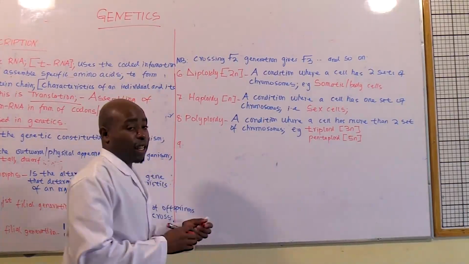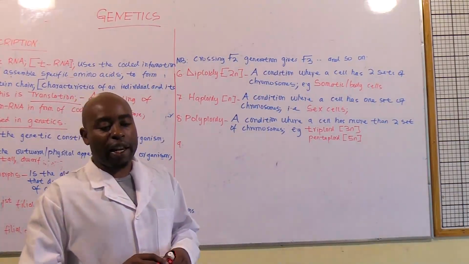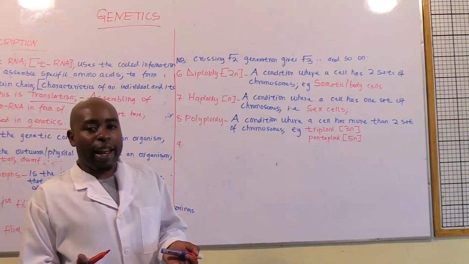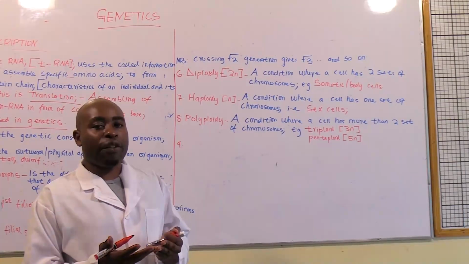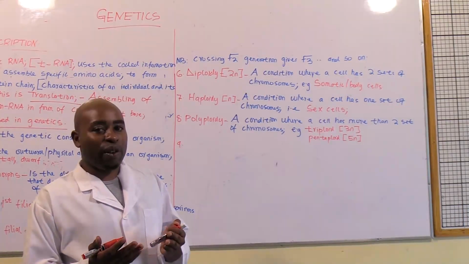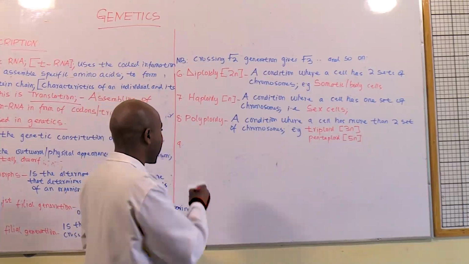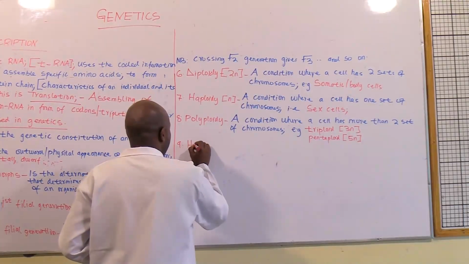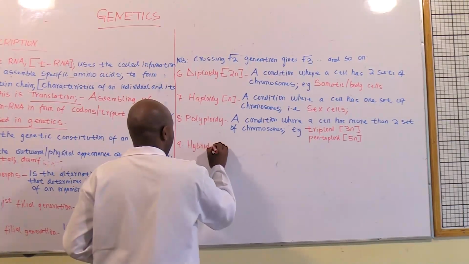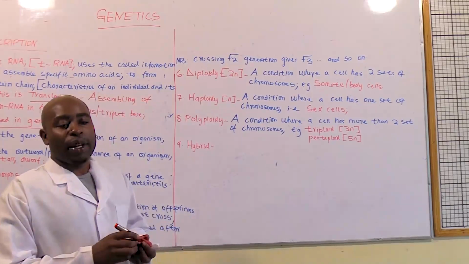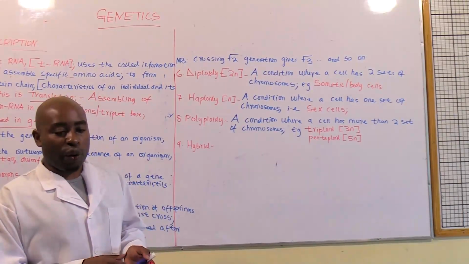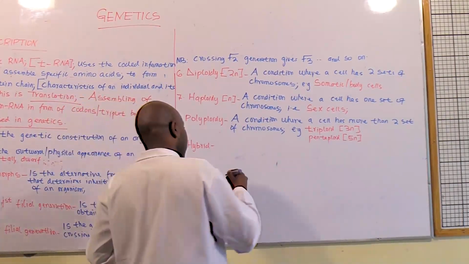Number 9, another term that we need to be conversant with is what we call hybrid, and as a result of hybrid, we then have hybrid vigor. So these two terms normally confuse students. So let us start with hybrid. When it says that this is the hybrid of these cross, what do we mean? Hybrid, this is now the offspring obtained after crossing two superior organisms.